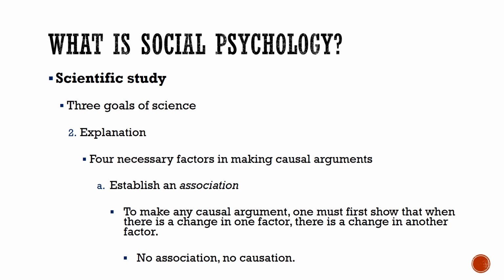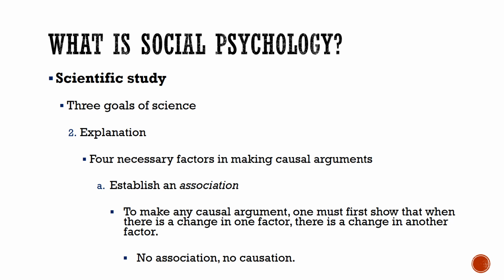First, to make a causal argument, a scientist first has to establish that there actually exists an association between a supposed cause and a supposed effect. In particular, scientists must show that when there is a change in the supposed causal factor, there is also a change in the supposed effect. This is absolutely mandatory and the first thing that scientists must do when making causal arguments. If there is no association between two factors, there could be no causal relationship between the two factors, and thus no need to go any further with a causal argument.